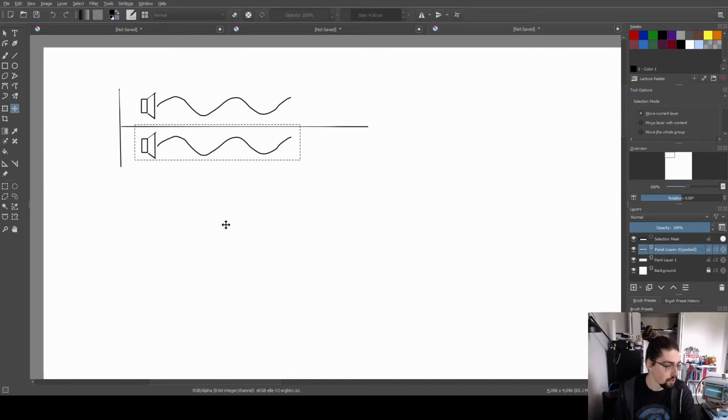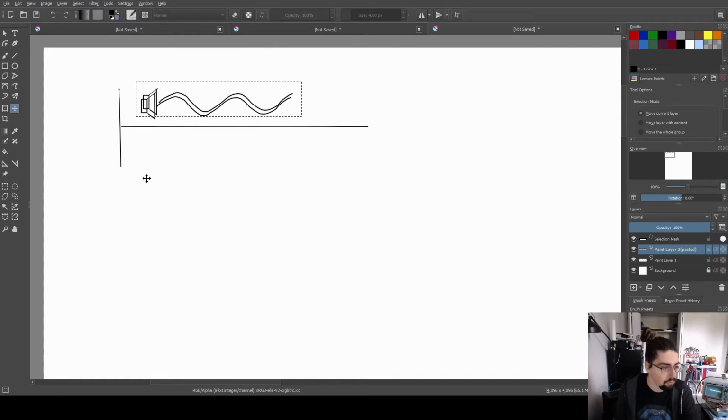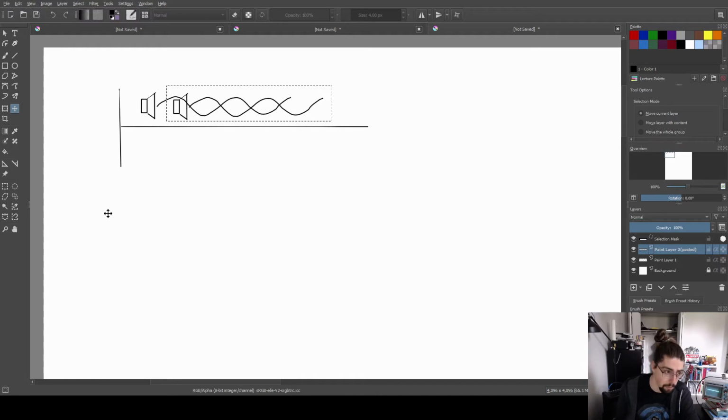How do we make these destructive? Right now, they're constructive. What if I do this? That looks pretty destructive to me. Peak with trough, peak with trough, peak with trough. Every single peak lines up with the trough. What's the separation between these two speakers?